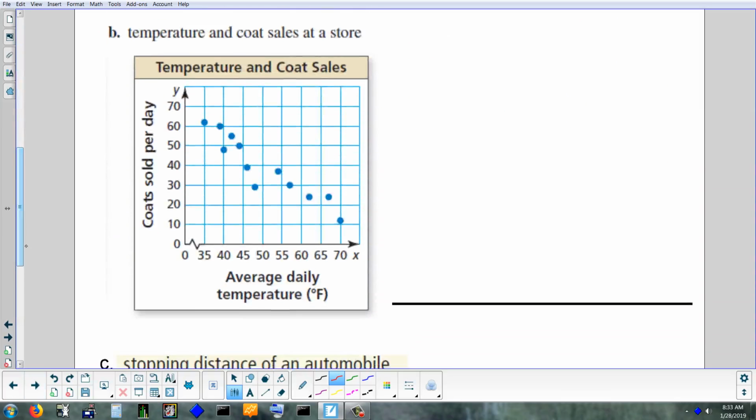Some of you guys already have the pictures. I'm sure some of you guys already figured it out. This next one. Jake, what do you think? Positive, negative, or no correlation? Negative. Negative, right? Because it goes down to the right. So this is going to be a negative correlation. The lower the temperature, the more coats are going to be sold per day. All right?